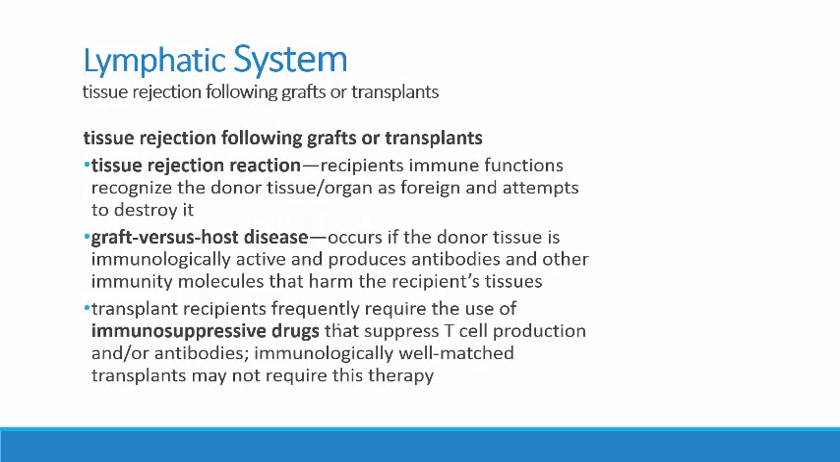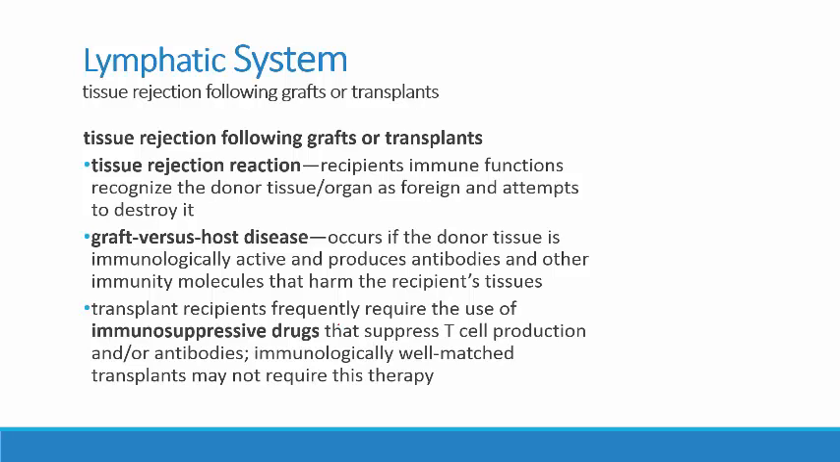All right. So when we think about immunity, it's also smart to think a little bit about tissue transplants and the rejection that can follow a graft or a transplant. So a tissue rejection reaction occurs as the recipient's immune function recognizes the transplanted tissue.